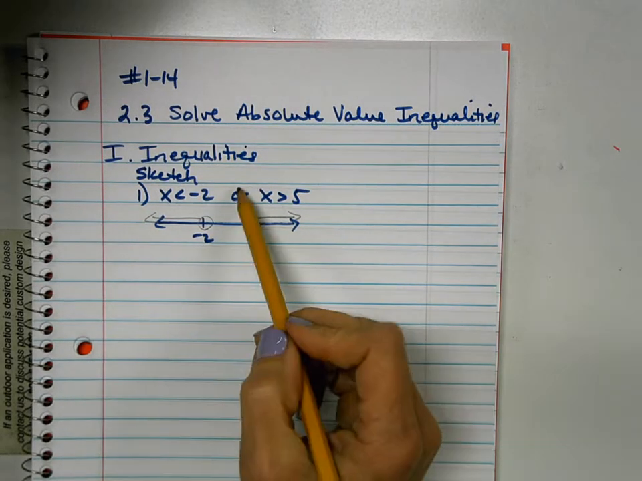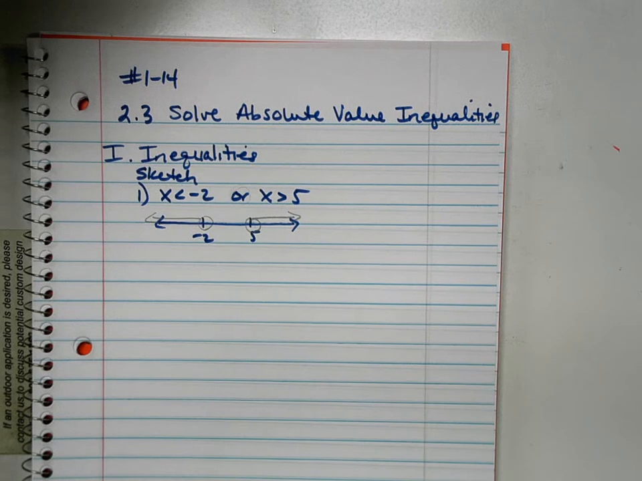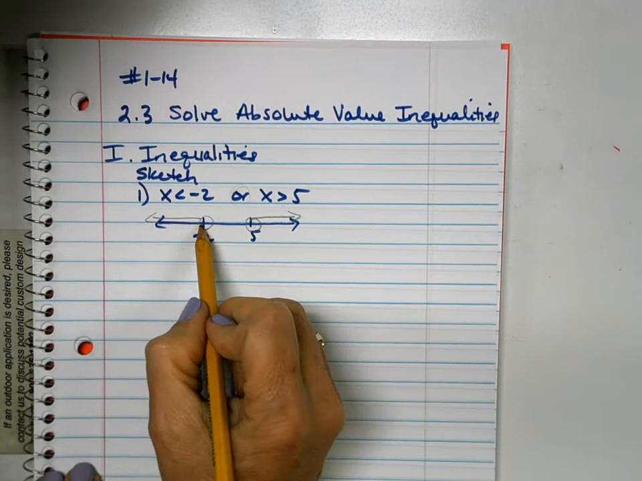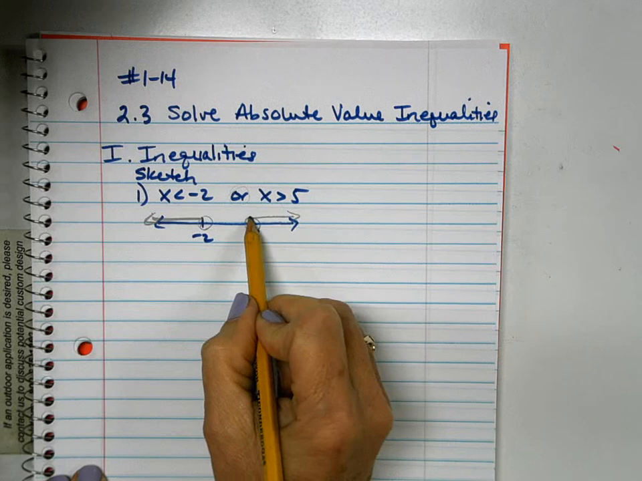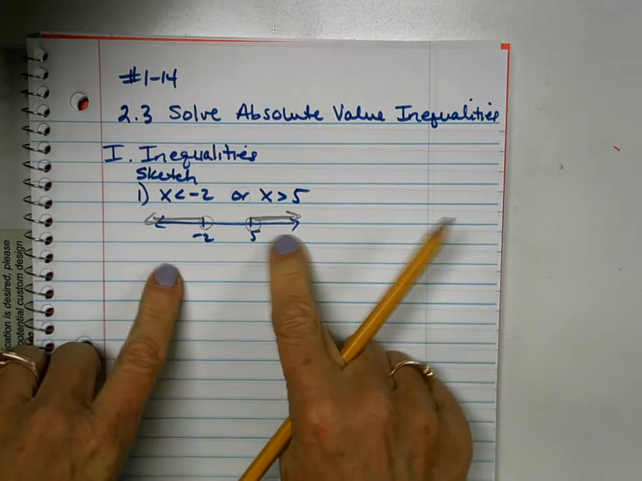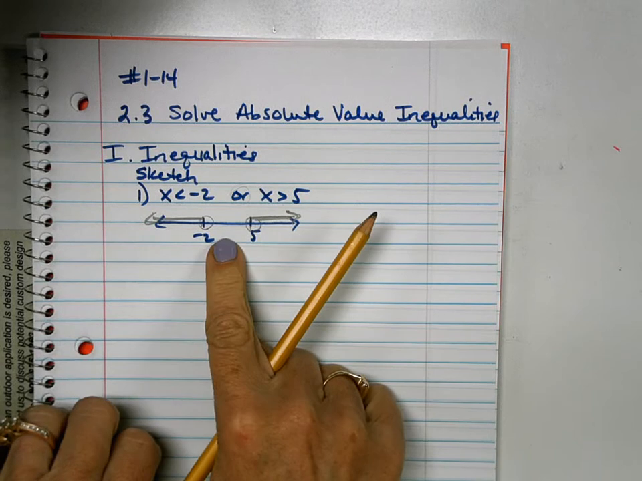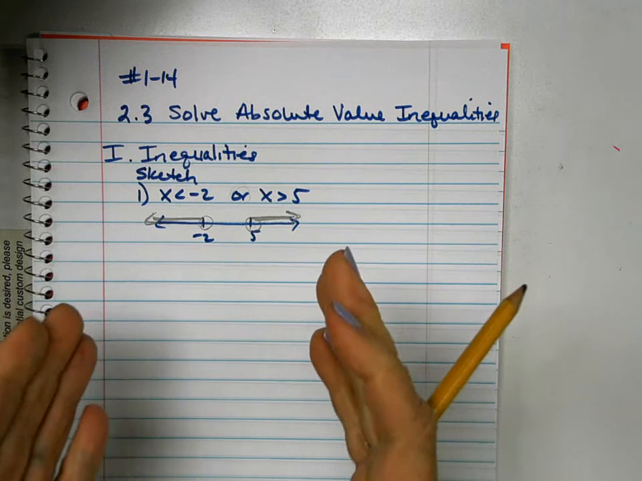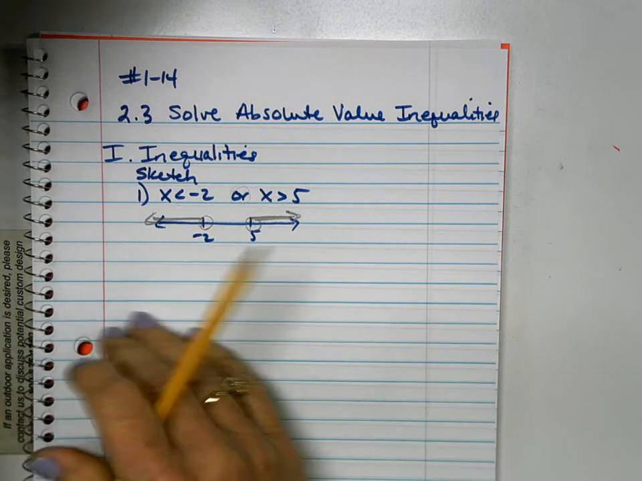Since it has the word or, it just has to be true for either one. It doesn't have to be true for both. So all of that is my answer. Anything here, anything here, so I'm going to darken that. That would be my answer. So 6, yeah, 6 is true. 0 would be here. No, that's not true. -4, yeah, that's true.